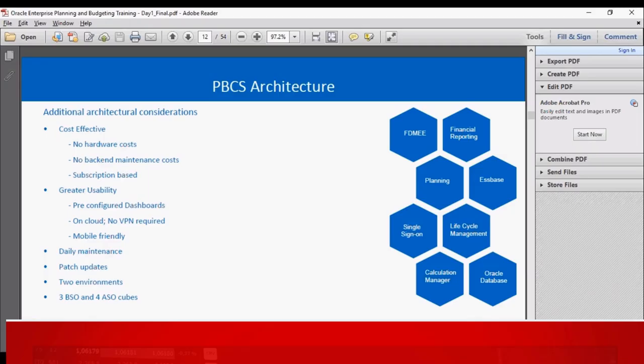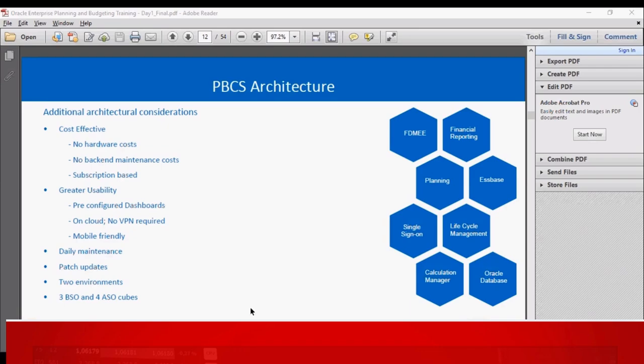So what do BSO and ASO stand for? The limit provided by PBCS. Yeah, that I will be covering later on. Okay, that's fine. So basically, these are the databases. BSO means the block storage option, and ASO means the aggregate storage option.